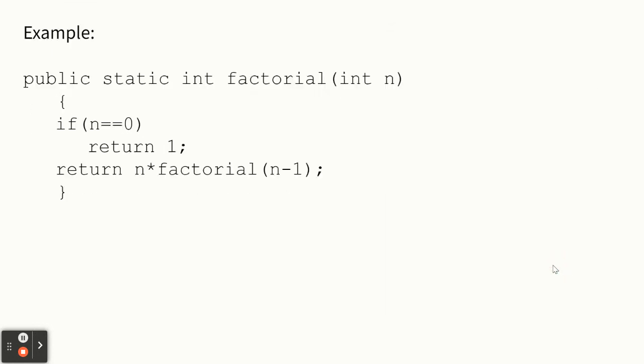So here we go. Here's an example. You guys know what factorial is? Like 5 factorial means 5 times 4 times 3 times 2 times 1. So this is a recursive method that does factorial. So public static int factorial int n, we're sending over a number, and it checks. If n is equal to 0, we return 1. Otherwise, we return the number times calling itself with one lower number.